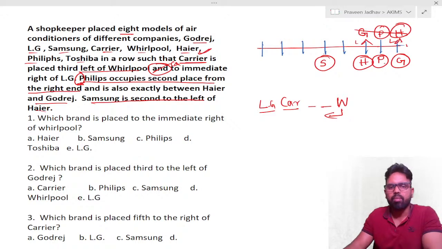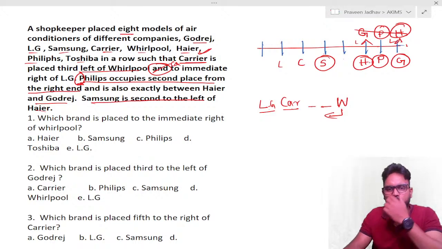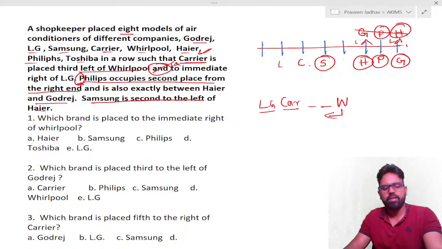Getting it? Now, LG, Carrier, two places, Whirlpool. Okay. Can I write LG here? If I write LG here, Carrier here, two places, Whirlpool, is space left out? No, there is no space. Then where should I write? LG, then after immediate right, who will come? Carrier. After Carrier, two places, one, two. Who will come here? Whirlpool.